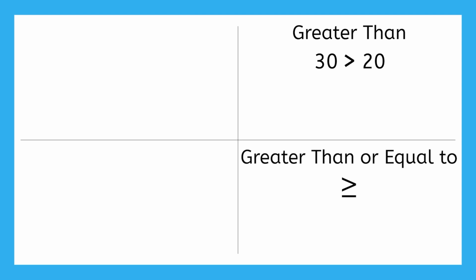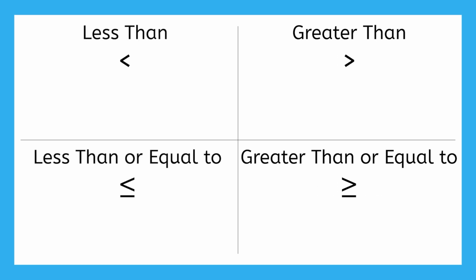Then there's greater than. When using the greater than symbol, we put the larger number on the left and the smaller number on the right. This example reads as 30 is greater than 20. The same numbers will work with greater than or equal to, but with greater than or equal to, we can also have the two numbers be equal. So 30 is greater than or equal to 30 is also true. There we have it. These are all the inequalities you need to be able to use.